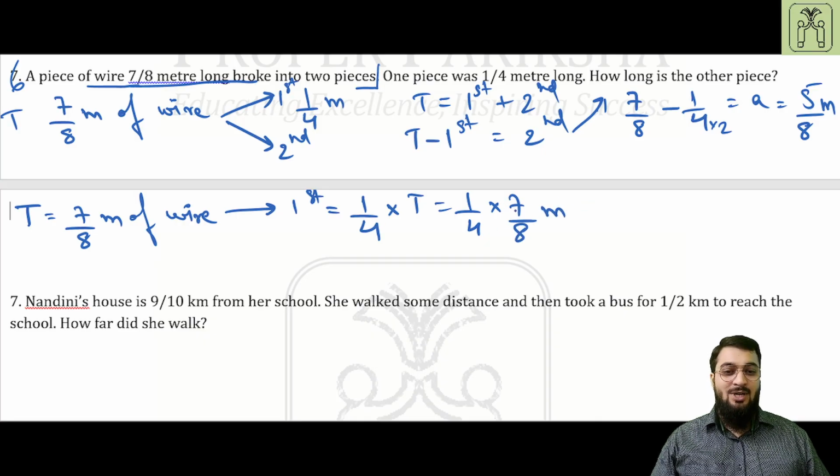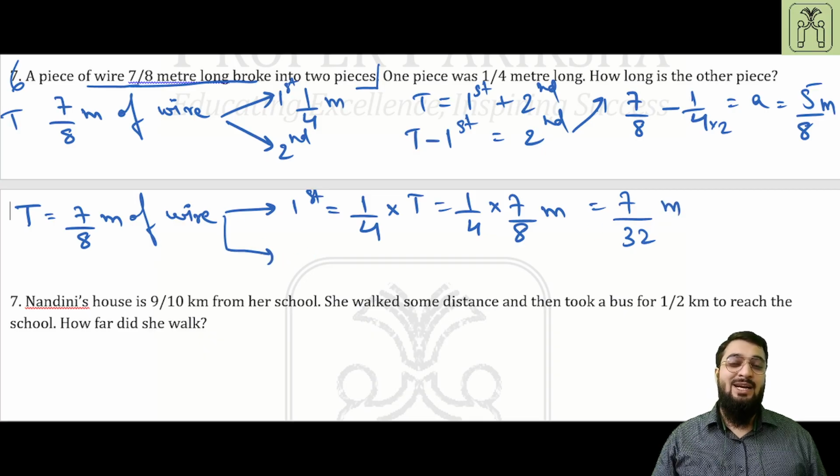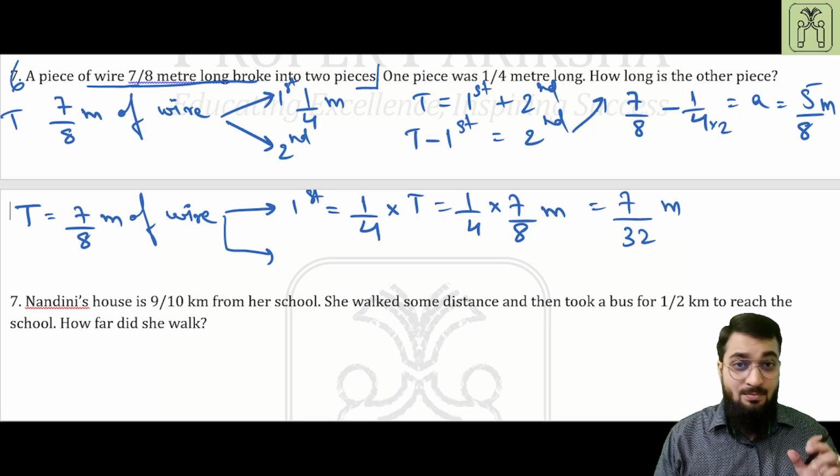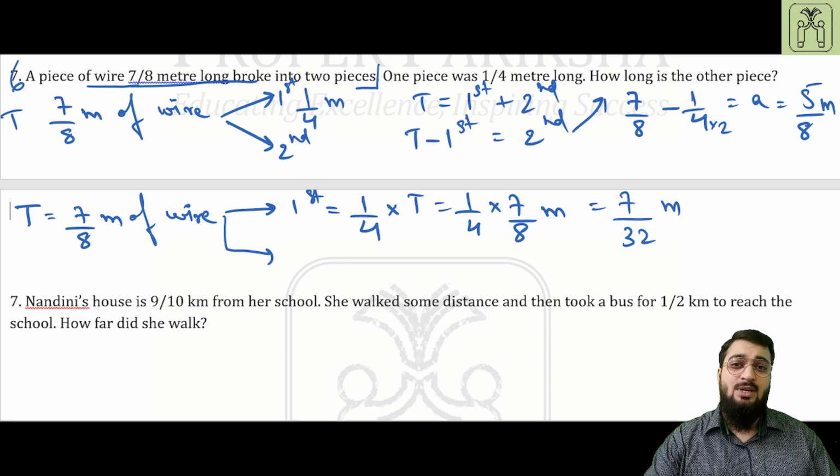And this will be calculated how? 7 into 1 is equal to 7, and 4 into 8, 8 fours are 32 meters. And the second part, how will we do that? Now we will do 7 by 8 minus 7 by 32, that will give the answer. So make sure that you are reading the question properly. Coming to the next question.